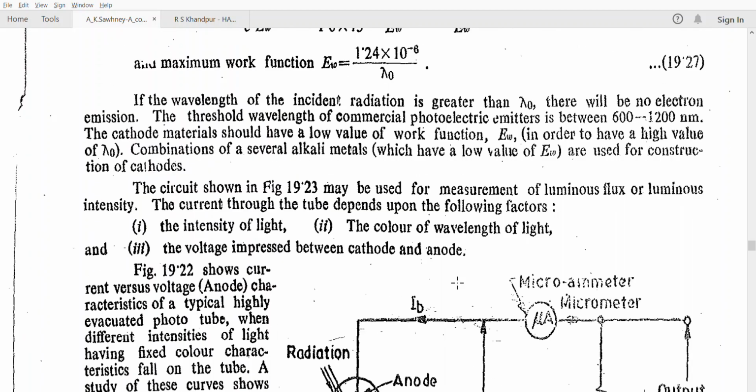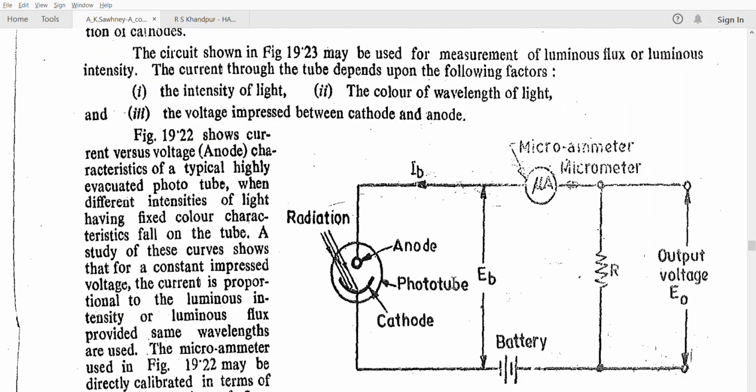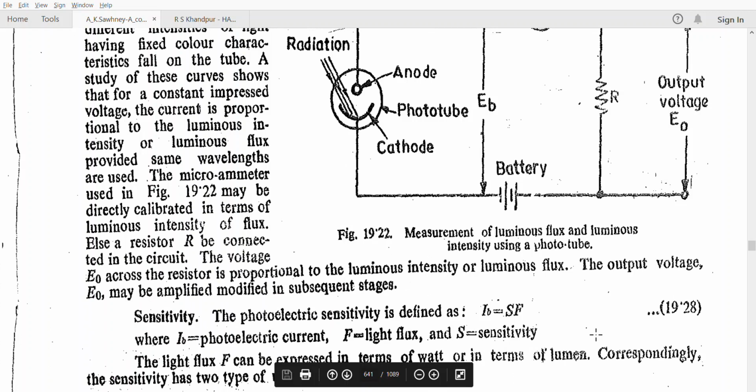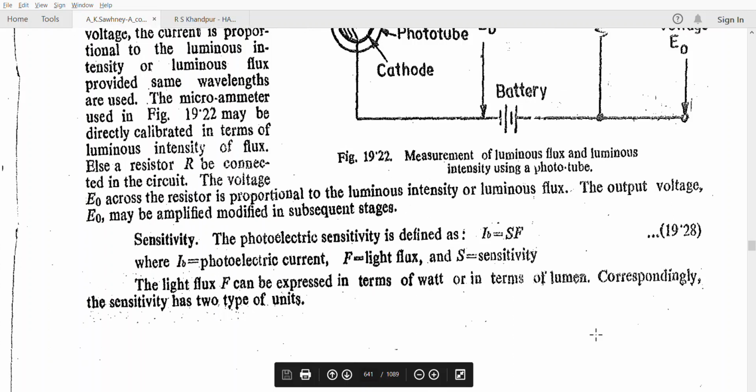Their circuit is something like this, which has a microammeter, because the output is in terms of the microammeter, and an ammeter and resistor. Output voltage can be measured across them. So this is one such kind of transducer, and the measurement of luminous flux and luminous intensity using the phototube.